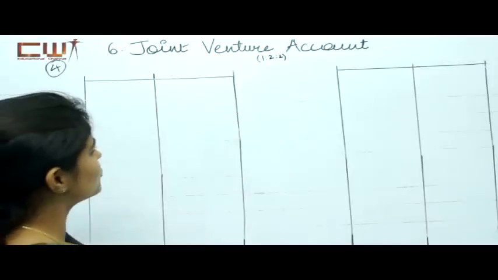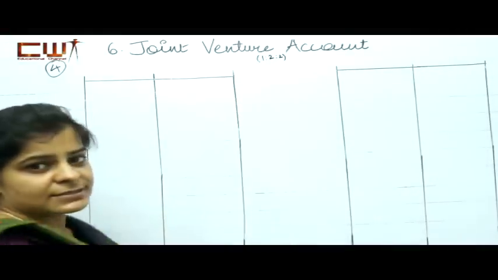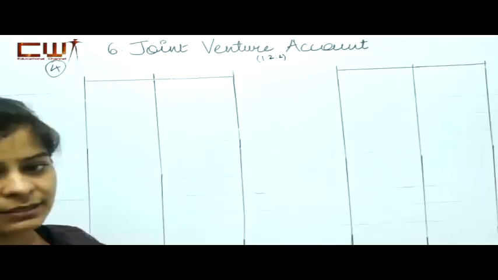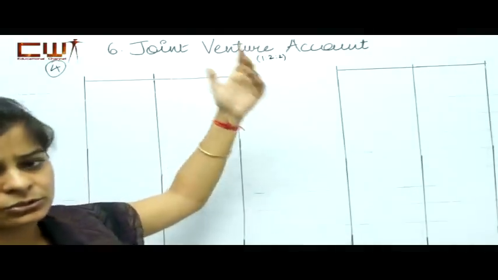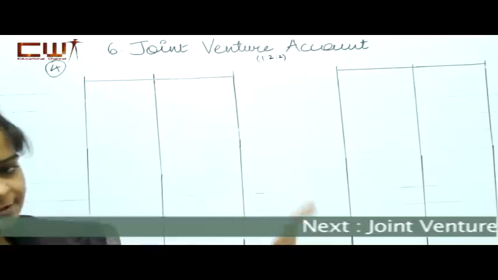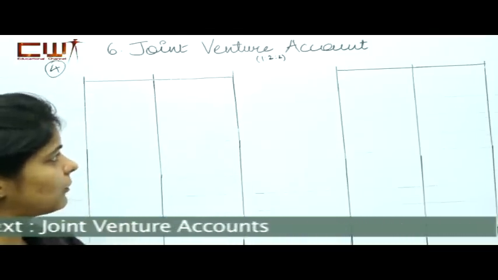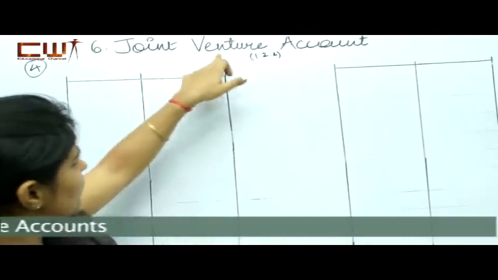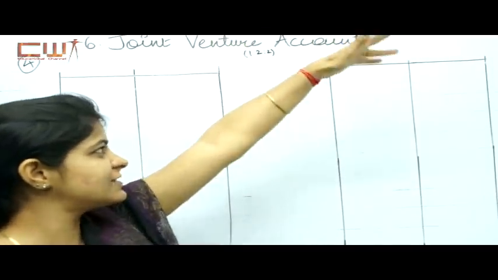We move on to the 4th numerical. There are 3 partners, Salil, Sarika and Satyajit, and they are sharing in the ratio of 1:2:2, any losses or profits, whatever the company earns. So we see what they have contributed. Joint venture account in the books of SSS, that is Salil, Sarika and Satyajit.